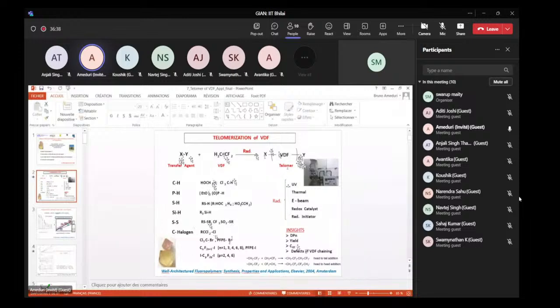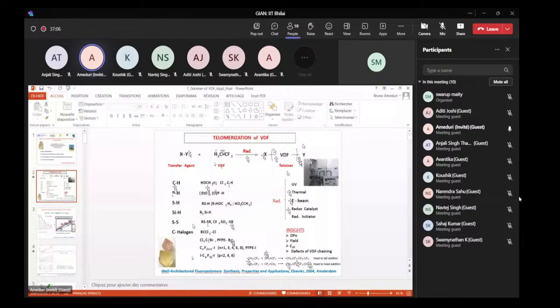In my previous presentations, I mentioned that when you have a macroradical reacting, it has the possibility to react either onto the CH2 group or the CF2 group, so that you can have what is called a head-to-tail addition or a head-to-head addition followed by a tail-to-tail addition. So keeping that in mind, I'm going to give you some examples of different chain transfer agents.